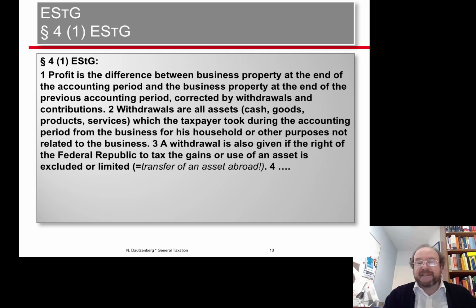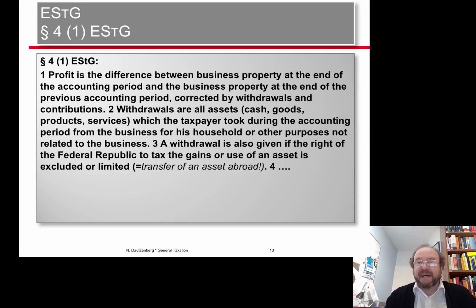Withdrawals are all assets, cash, goods, products, services, which the taxpayer took during the accounting period from the business for his household or other purposes not related to the business. So if you took something out and the reason was not a business reason, then it was a private reason, that's a withdrawal. A withdrawal is also given if the right of the Federal Republic to tax the gains or the use of an asset is excluded or limited.